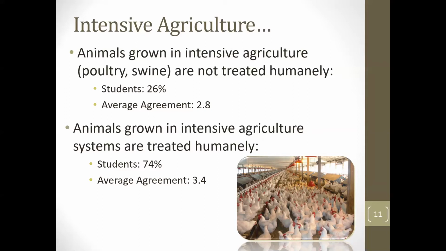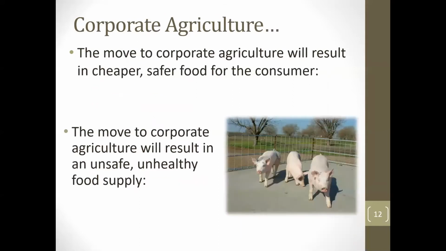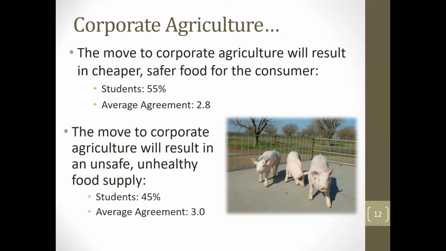students, right? The move to corporate agriculture will result in cheaper, safer food for the consumer, or the move to corporate agriculture will result in unsafe, unhealthy food supply. This was split pretty well down the middle. There's an interesting finding: both of these groups of students agreed with their statements, but seemed to very easily see the other point of view.